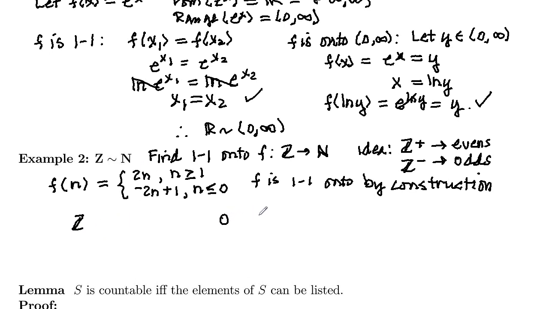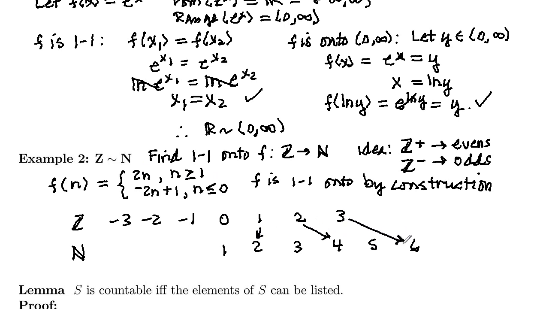So let's see, we got 0 in the middle, and we got 1, 2, 3 positives, and then we got negative 1, negative 2, negative 3, and then I'm going to lay out the natural numbers underneath, and those are 1, 2, 3, 4, etc. And then the way that we're going to match these guys up, do our one-to-one, is, okay, n greater than or equal to 1, you map to twice the number. So 1 is going to 2, and then 2 is going to 4, 3 is going to 6, etc. So each number goes to twice the number.